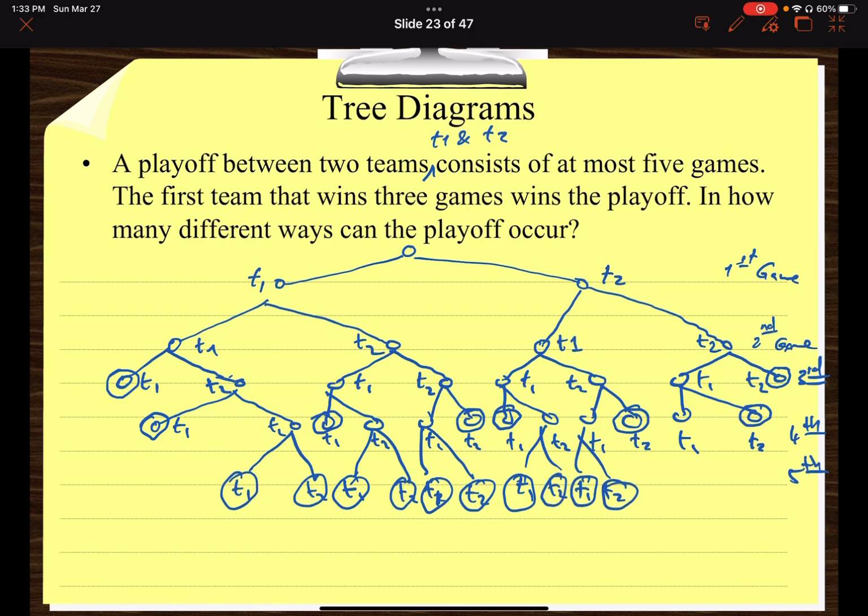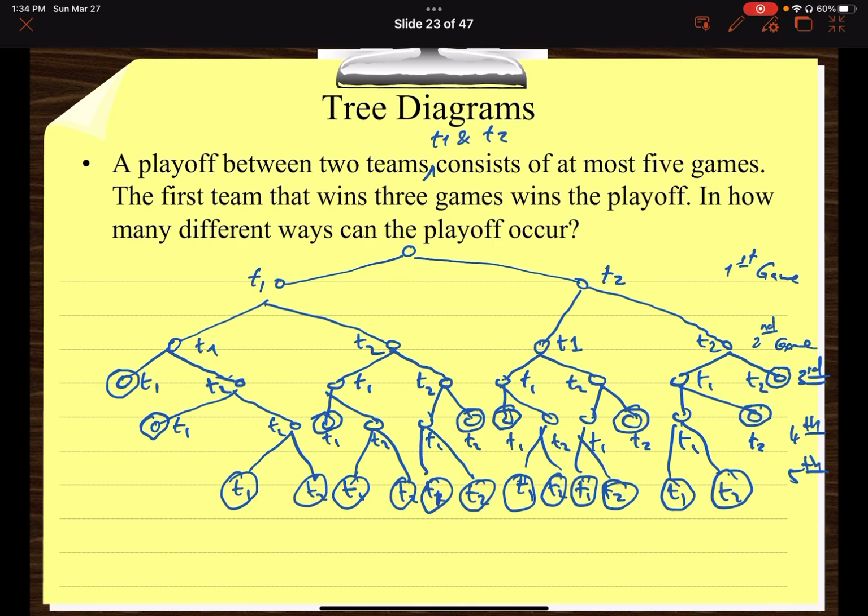What do I need to count? I just need to count. I forgot this one. This one, right? Okay. So basically all leaves, right? All leaves. So in the third game, I have 2. In the fourth, I have 3, 4, 5, 6, 7, 8. And here I have 9, 10, 11, 12, 13, 14, 15, 16, 17, 18, 19, 20.